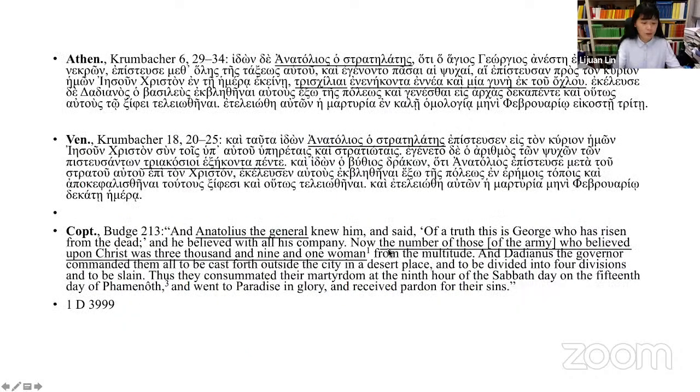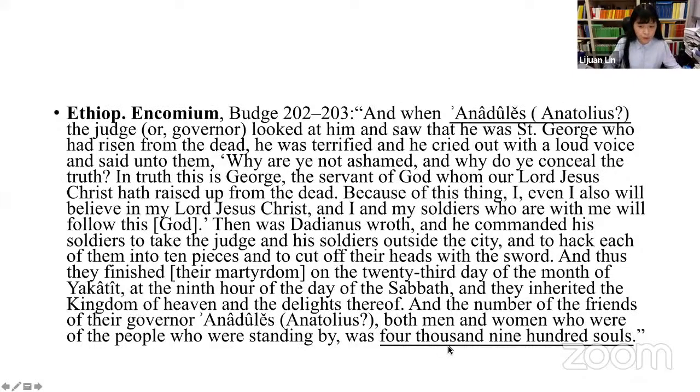As we shall see, the Turfan version again finds a series of parallels in various traditions, especially the earlier Greek versions. In the Athens version, Anatolius holds Statilatus, and the number of the people who converted is 3,099 and one woman. And in the Veneziana version in Venice, it is also said Anatolius holds Statilatus, and the number is 395. In the Coptic version, again, Anatolius, not Anatoninus, and the number is 3,009 and one woman. And there is also a variant reading, 3,999. And in the Ethiopic version, Anatolius and 4,900 souls.